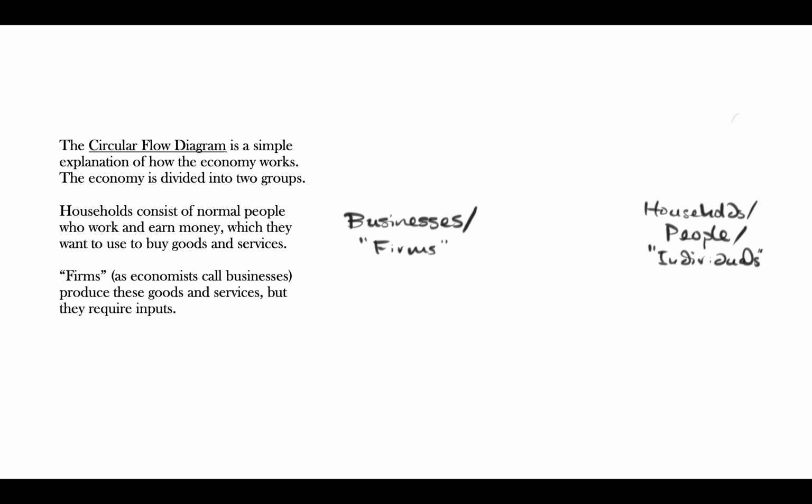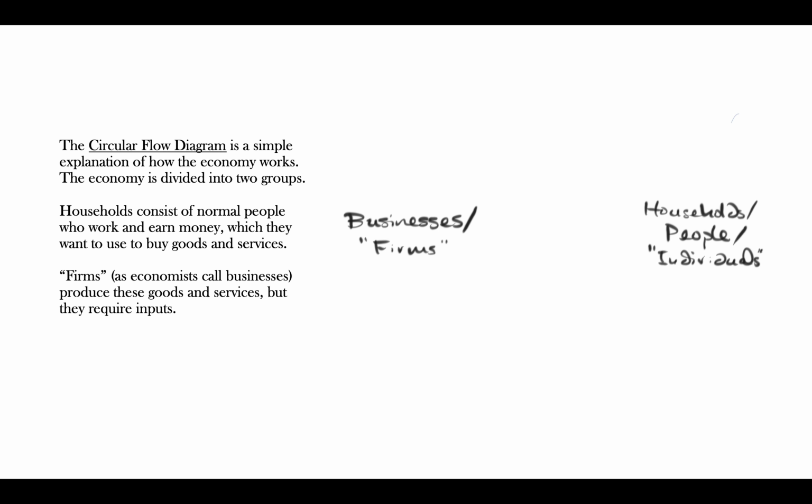This is Professor Stephen Litch in Principles of Economics talking about the circular flow diagram, which is the simplest model we have of how the economy operates. The economy has two sectors to it, or two different groups. On one side are businesses, which we also call firms.